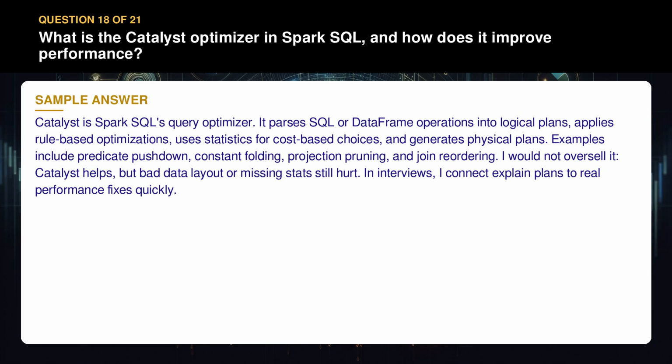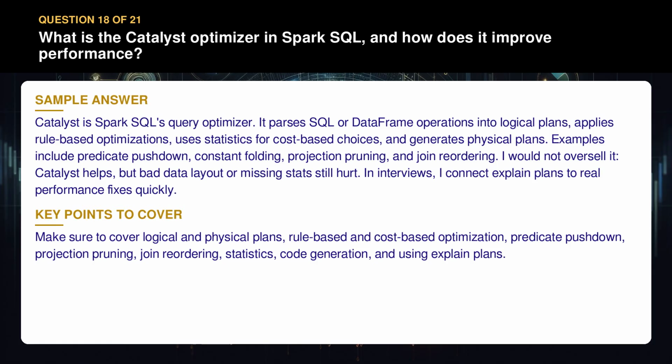I would not oversell it. Catalyst helps, but bad data layout or missing stats still hurt. In interviews, I connect explain plans to real performance fixes quickly. Make sure to cover logical and physical plans, rule-based and cost-based optimization, predicate pushdown, projection pruning, join reordering, statistics, code generation, and using explain plans.